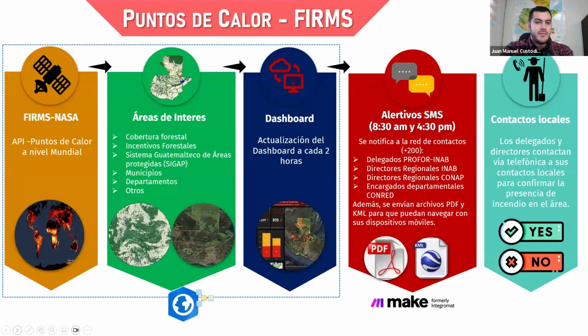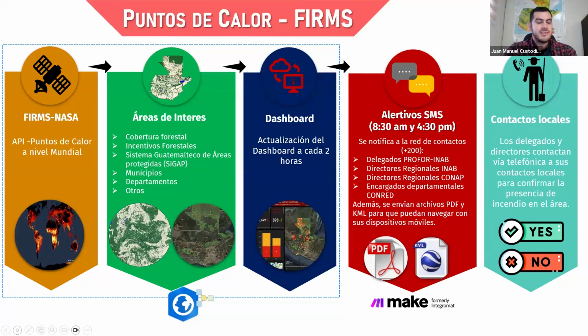To begin, we have the forest fire monitoring system, which has 4 components. The first component is heat points. This is an early alert system where we are connected through an app to the NASA FIRMS heat points worldwide, and subsequently, through automated processes that we already have, we intersect the NASA heat point system.